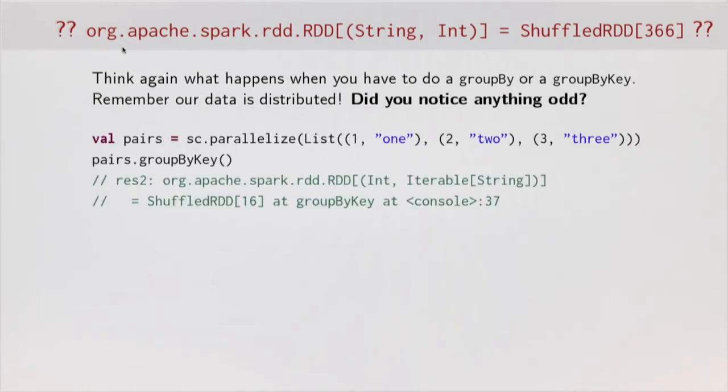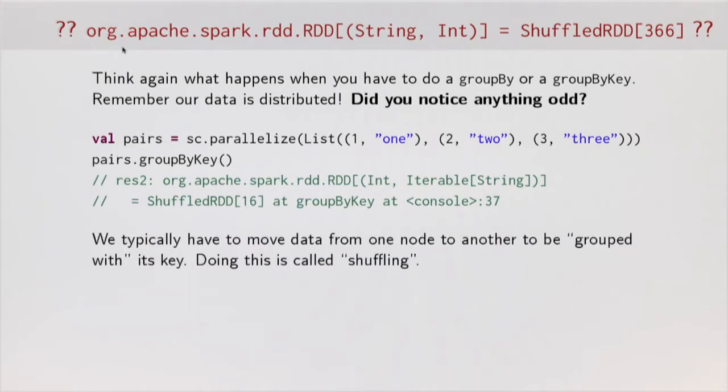Here's a very quick example. Here we just make a pair RDD and then we call group by key on it, and this is the return type that Spark gives us. It's something called a shuffled RDD. That's weird. To do a distributed group by key, we typically have to move data between nodes so that the data can be collected together with its key in a regular, normal, single machine Scala collection.